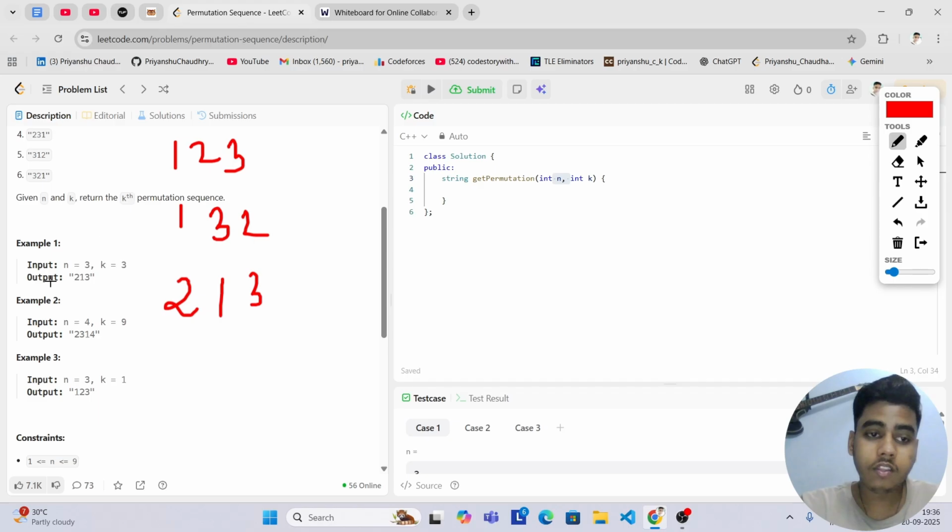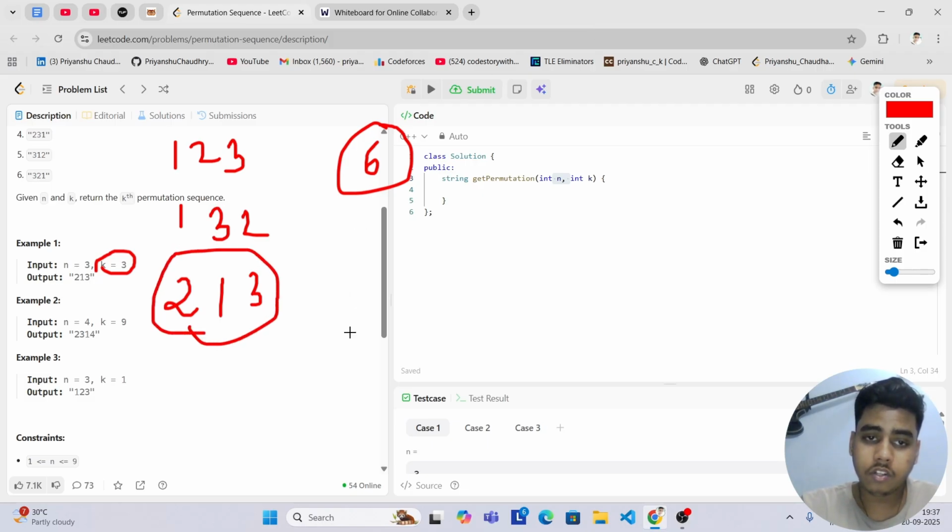So n is equal to 3. If we write all the possible permutations, there will be a total of 6, because 3 factorial is 6. Now we have to return the third permutation if we sort all the permutations in lexicographically sorted order. So we get this answer, 213.